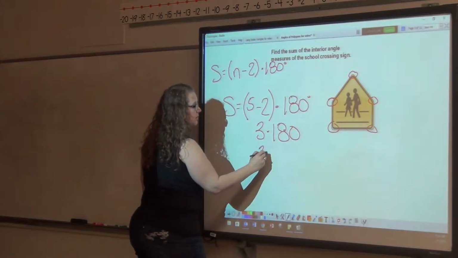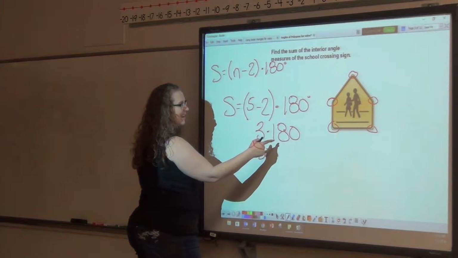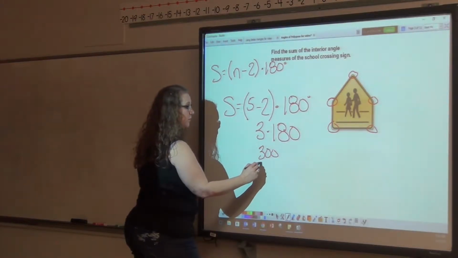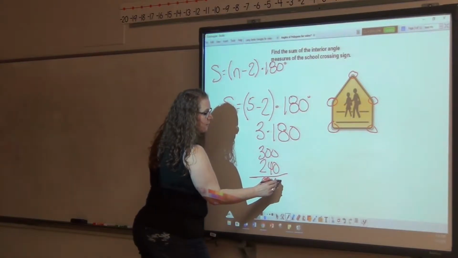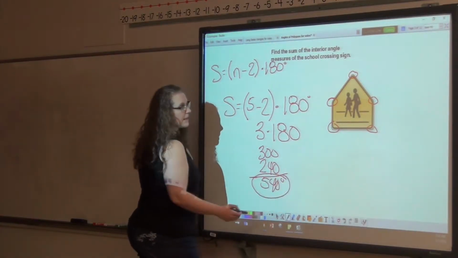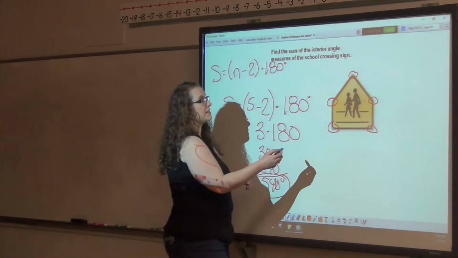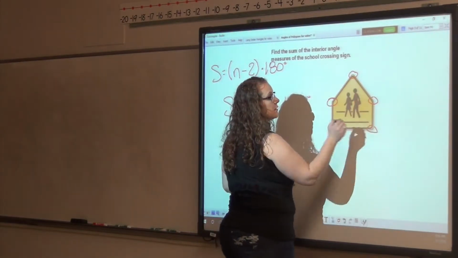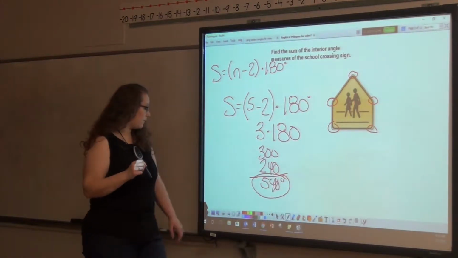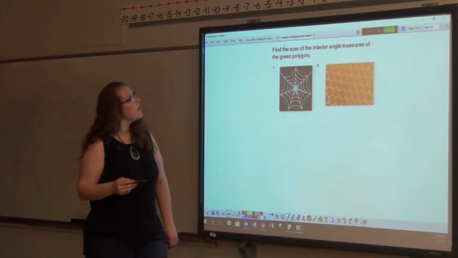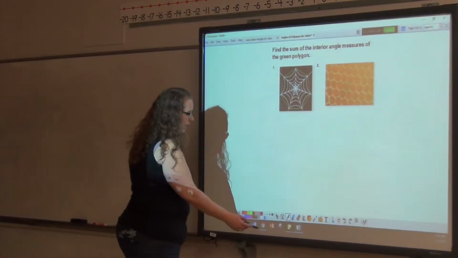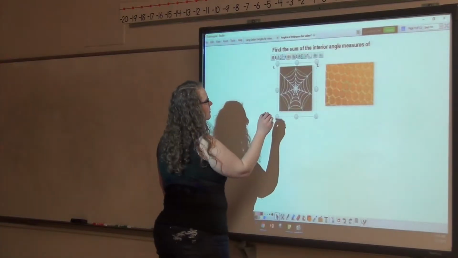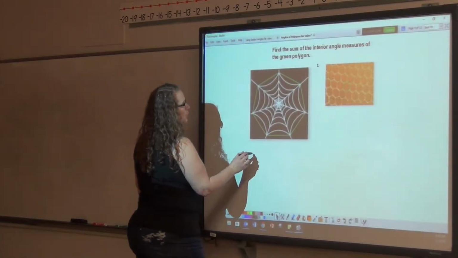So this is going to be 3 times 180. 3 times 100 is 300. 3 times 80 is 240. So it is 540 degrees is the sum of all these angles. If I added every single one of these angles, it's going to equal 540 degrees. All right, find the sum of the interior angle measures of the green polygon. Let's make that a little bit larger.